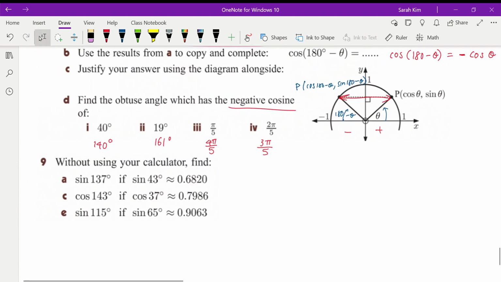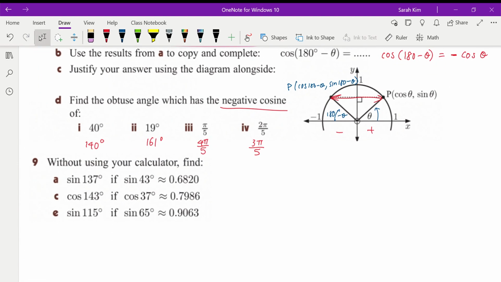So without using a calculator for question 9, find blah blah blah. So what's the relationship? Let's just double check that they add up to 180. It does, when the angles add up to 180, sines have the same answer. So I'll write the rules over here. Sine has the same answer. So the answer for the first one is going to be exactly the same as this answer. So the answer is going to be 0.6820. Pretty simple.